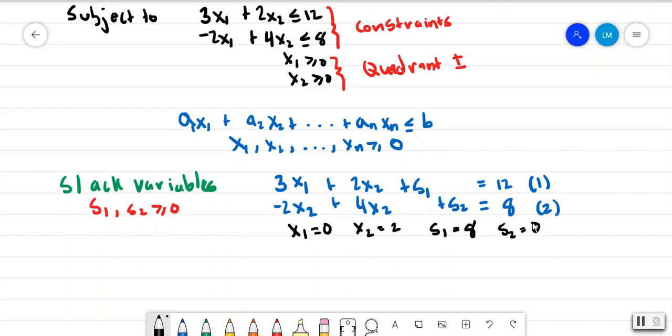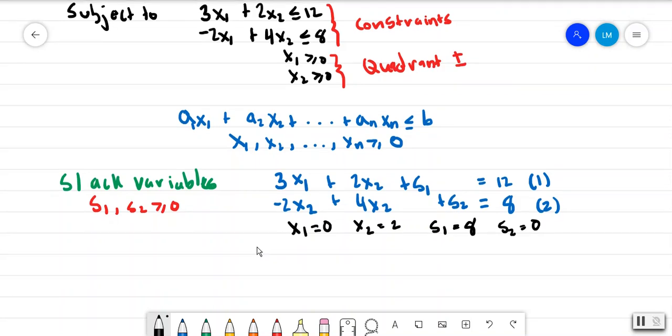Basically, we call these the basic solutions. But basic solutions may not be the most optimal solution. That's one thing you have to remember: not all basic solutions are the optimal solution, and we'll see what that means. Okay, so I've introduced my slack variables to each constraint.